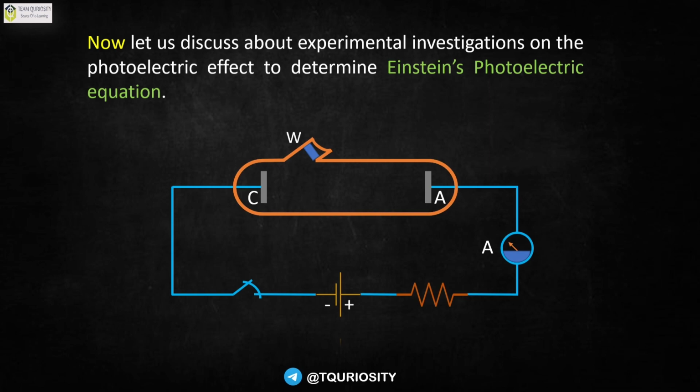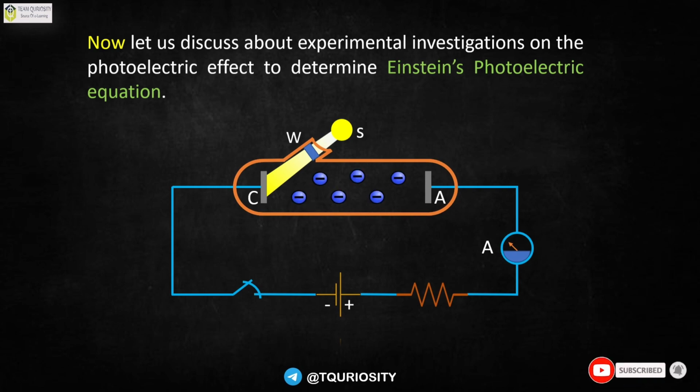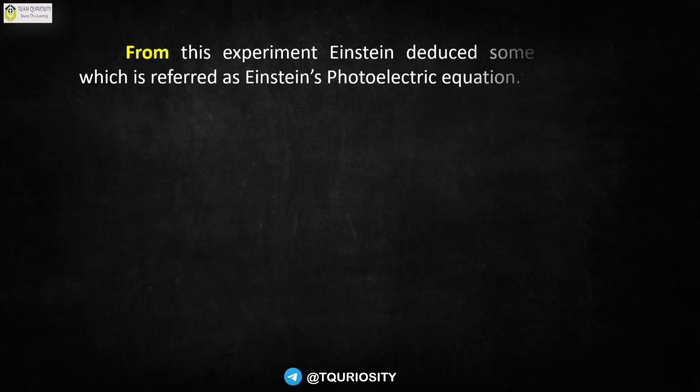Now let us discuss how this process works. When monochromatic radiation of suitable frequency, obtained from the source S after being filtered, falls on the photosensitive plate C, photoelectrons are emitted from C, which get accelerated towards plate A. The electrons then flow through the outer circuit and hence a deflection is observed. From this experiment, Einstein deduced some equations, which are referred to as Einstein's photoelectric equation.